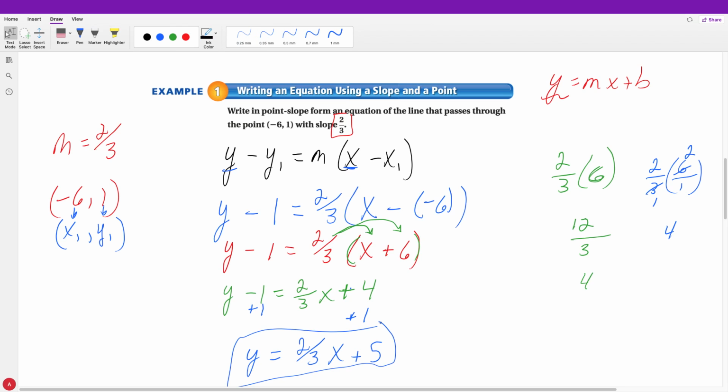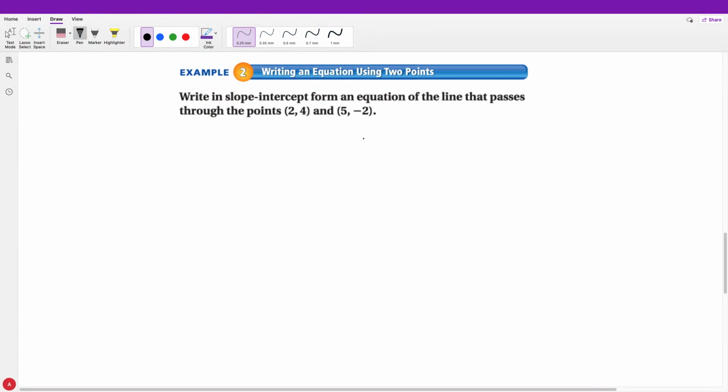All right, so that is what I'm looking for in your final answer. I do want you writing these in slope-intercept form, but this is just another method and another way that you can do it to get your final answer. So now I'm going to go through this question with you using two different methods.